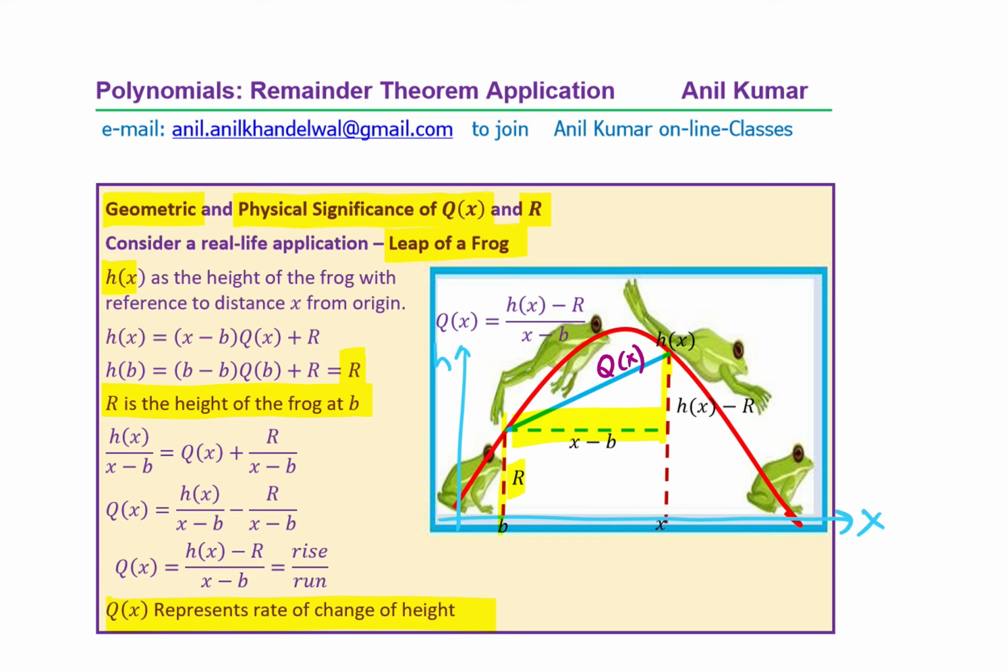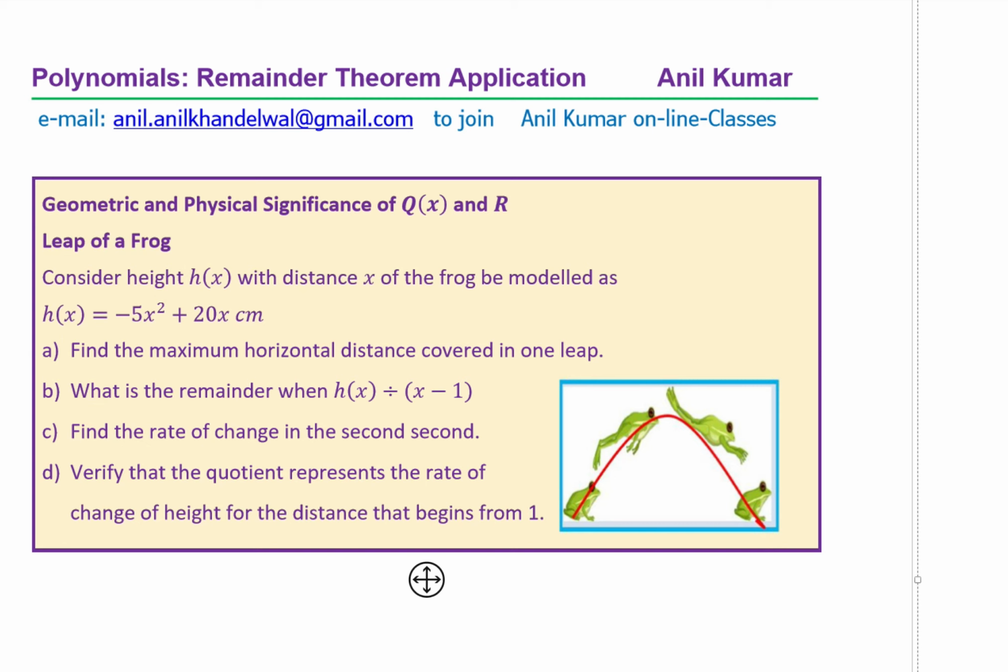Perfect. Now let's take up the example, giving some values, right? That would be interesting. So what I've done here is that to the same question, we have just given one equation. So now, let us consider the height h of x over distance x of the frog be modeled as h of x equals minus 5x squared plus 20x. Let us say the units are centimeters. Now you can actually answer these 4 questions.